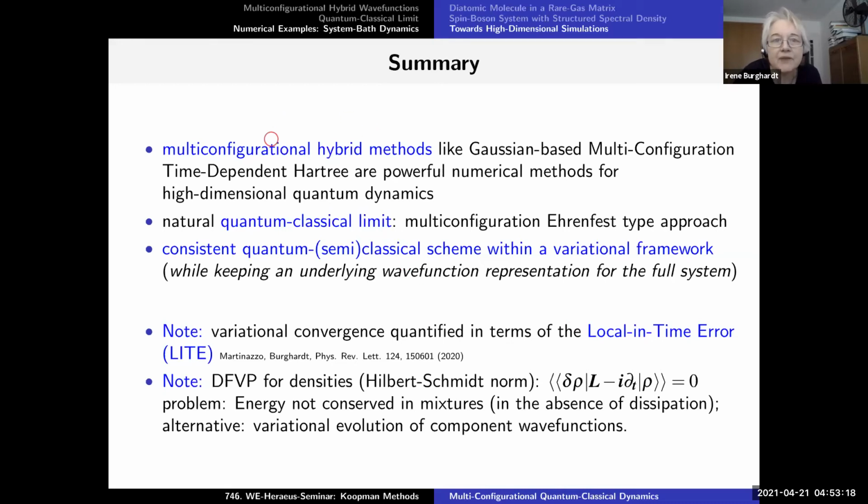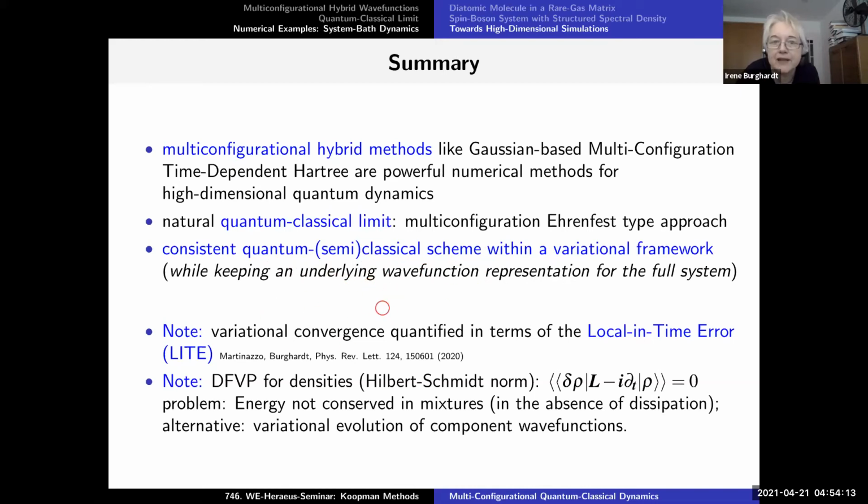So to summarize, we have these multi-configurational hybrid methods like the Gaussian-based multi-configuration time-dependent Hartree that are as such powerful numerical methods for high-dimensional molecular quantum dynamics. And these methods actually have a natural quantum classical limit in terms of this epsilon to 0 limit described by Caroline, which gives something like a multi-configurational Ehrenfest type approach. And we think that this is a consistent quantum classical or quantum semi-classical, depending on which semantics you prefer, scheme within a variational framework. Importantly, we keep an underlying wave function representation for the full system with these scaled coherent state objects, whose uncertainty area within the phase space is contracted in that limiting operation.